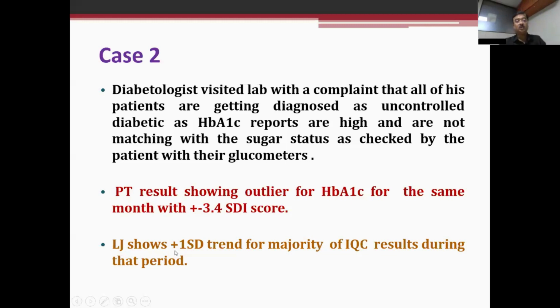Now I look down the LJ chart showing that throughout the month I'm having more than one standard deviation of IQC results during that period. So that has totally been ignored. There was a strong positive bias of the analytical instrument going on, and I was releasing reports with +2 or +3 A1C above normal constantly.